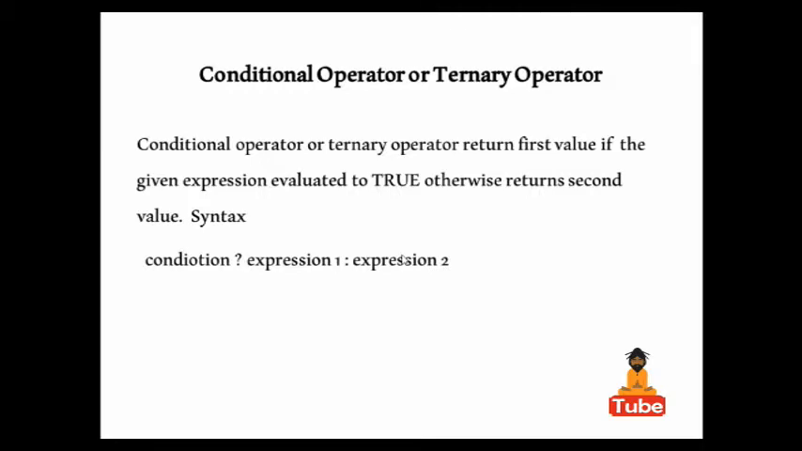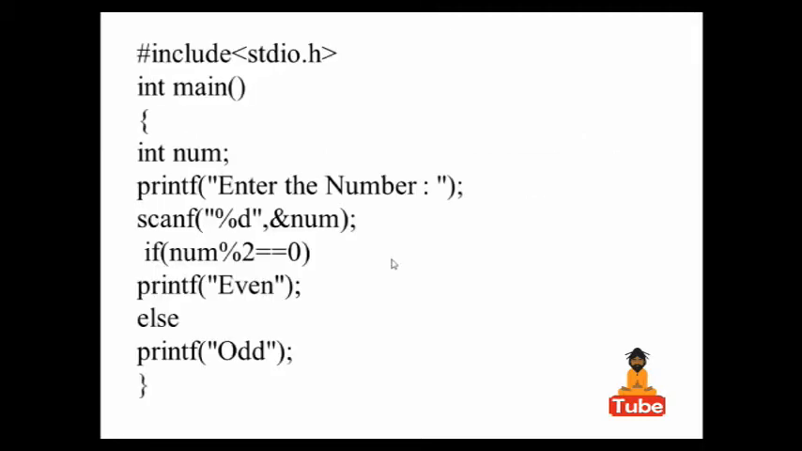So in the conditional operator, if the condition is true, then expression 1 will be executed. If the condition is false, then expression 2 will be executed. It is a kind of if else statement that is written in short form. Let's see it with an example.